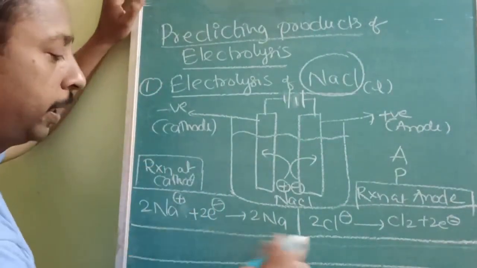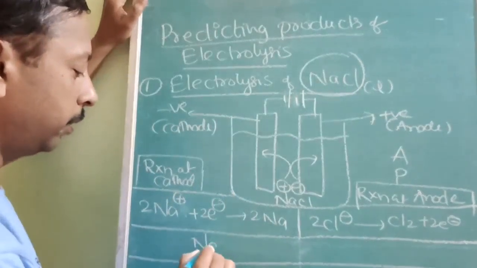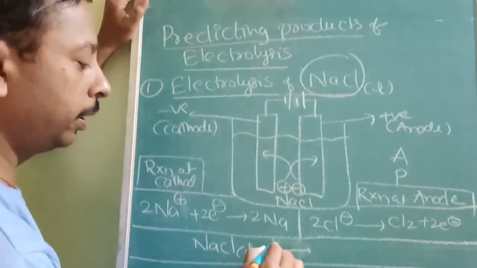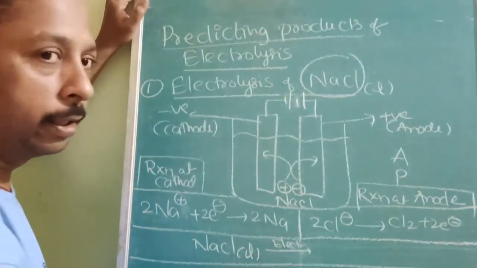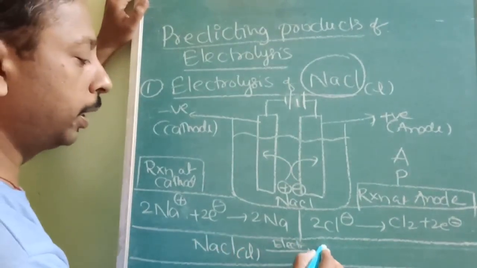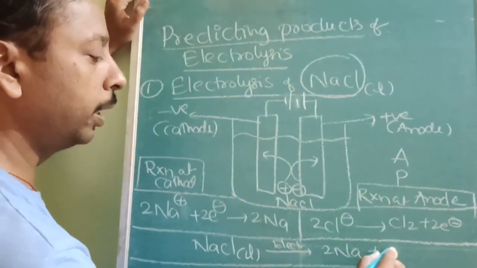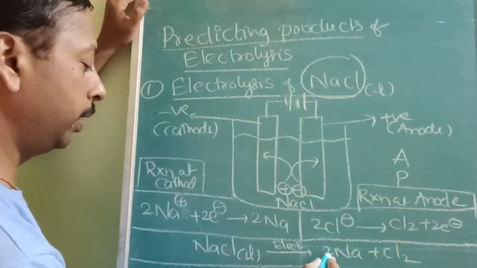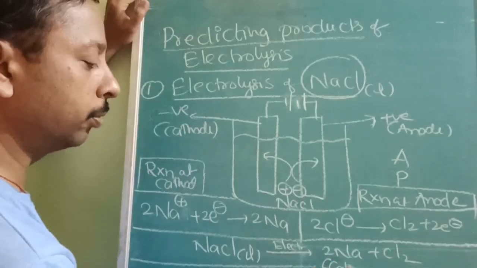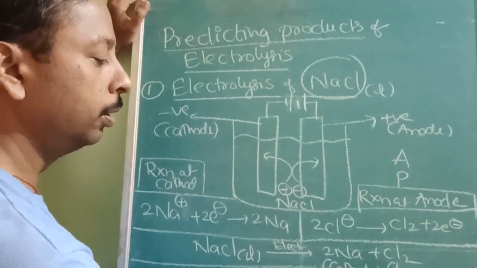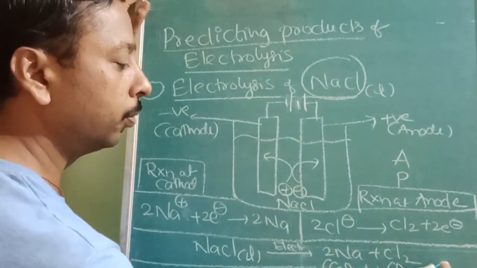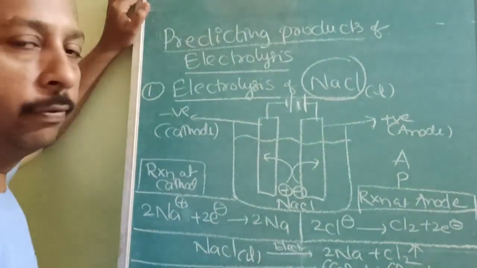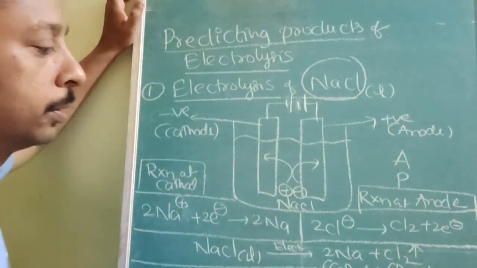Now if I write both of them, initially I have taken NaCl, liquid. I have carried out electrolysis. Then I got 2Na and I got Cl2. 2Na is collected at the cathode, and Cl2 is collected at the anode. This is very, very important, where it is collected and how it is collected. Chlorine will be evaporated. Note down this.